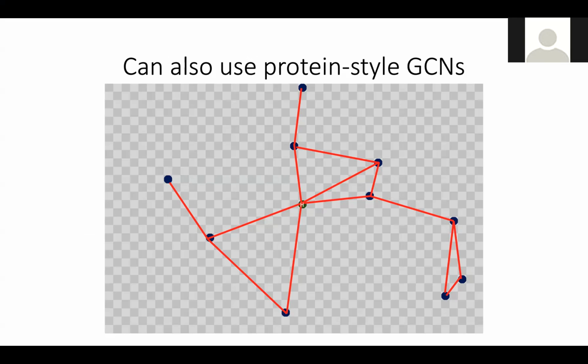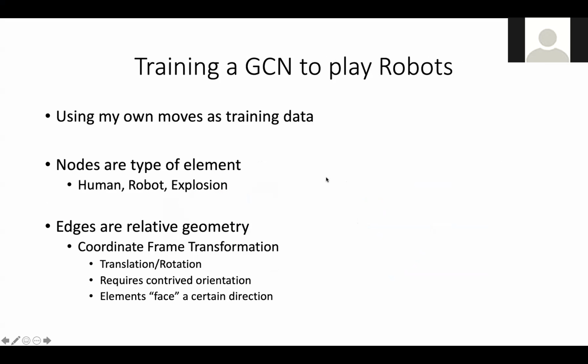We have conceptualized if we want to do 3D robots, and I'll credit Marion Fisher from the Myler lab for that idea. She's now at Menton, and it's harder to play by eye, but in theory you can do this in 3 dimensions. But this is just a 2-dimensional game. So like I mentioned before, nodes are human, robot, or explosion. And then the edges, similar to how we do protein edges, we're just doing relative geometry here.